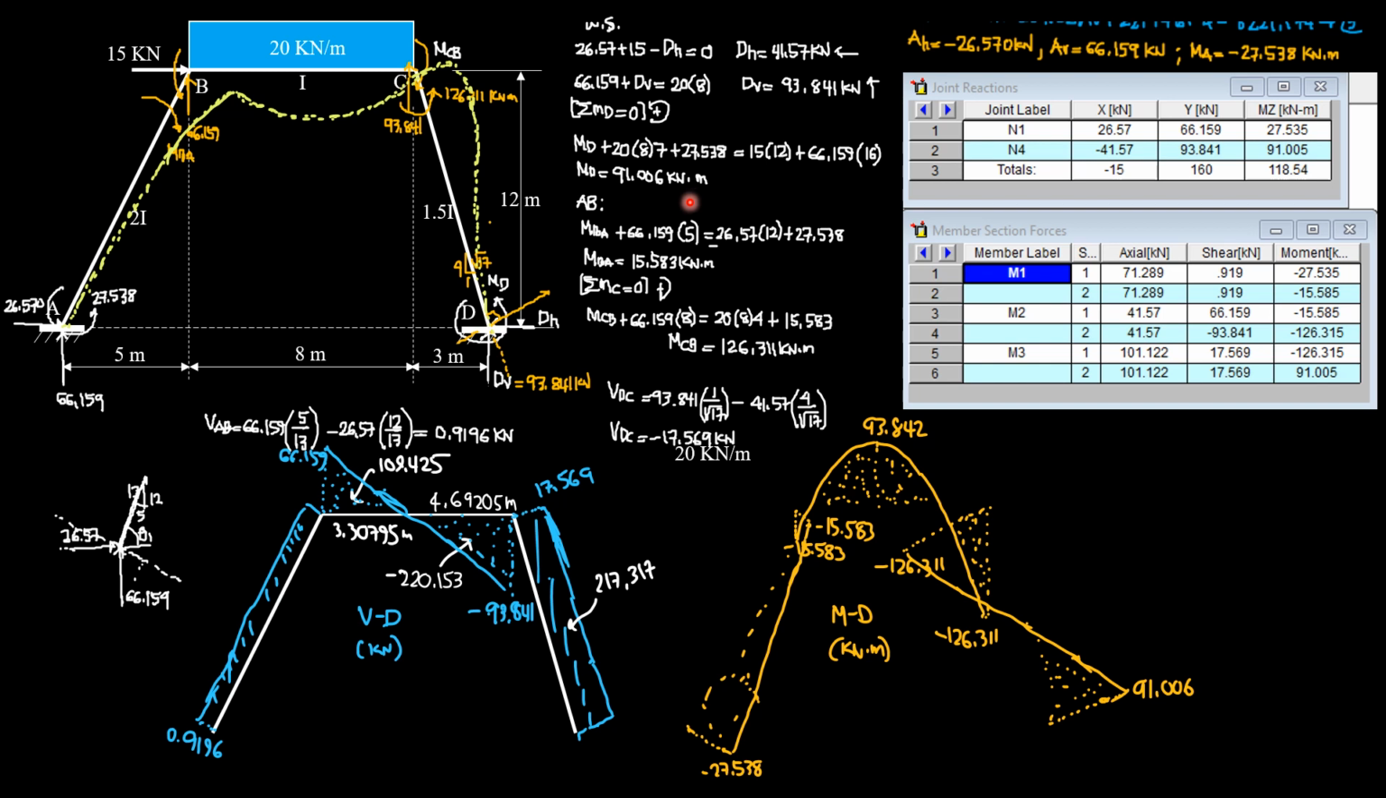Then considering AB, assuming this is the direction of MBA, summation of moment about B equals 0.